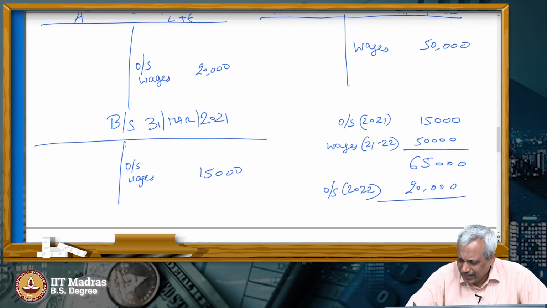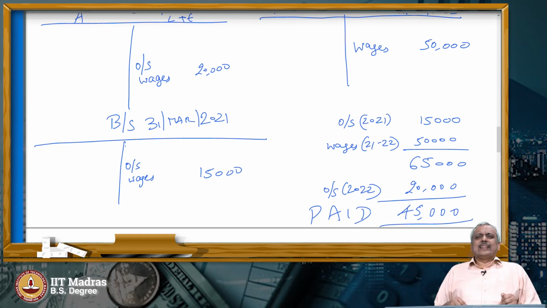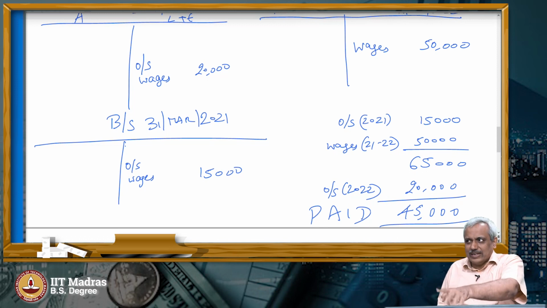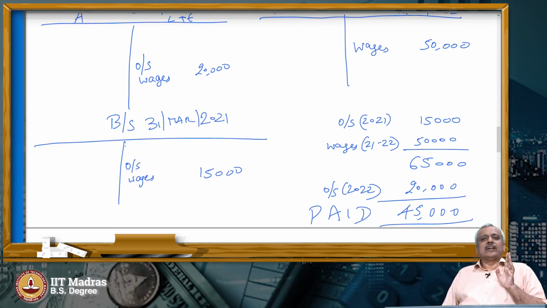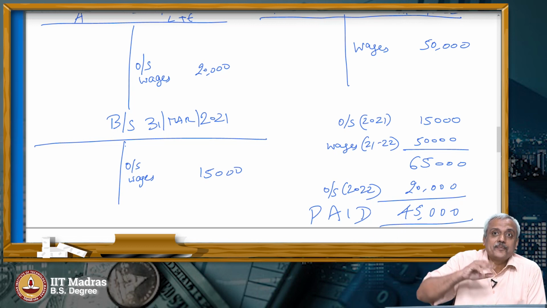How much have you paid? I have paid 45,000. That means what is the cash outflow? Am I right? Now what is the cash outflow? Cash outflow for the year 21-22 is 45,000 rupees. So that is how we are deriving. I am going to take one more example.